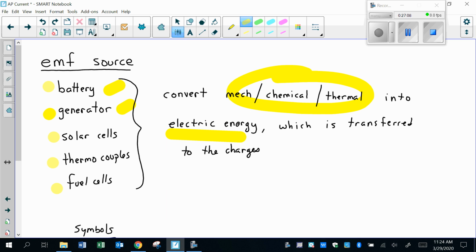So technically the coal has chemical energy, the oil has chemical energy, the particles you're using in a nuclear power plant have nuclear energy, and then you're going to convert that into mechanical energy by spinning things, and that turns into electric energy. You can use solar energy, thermal energy, etc.